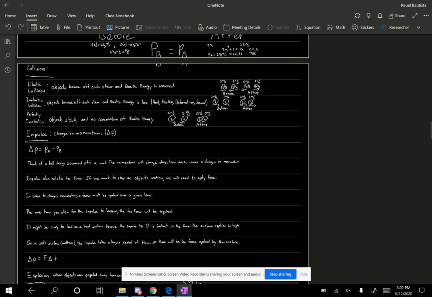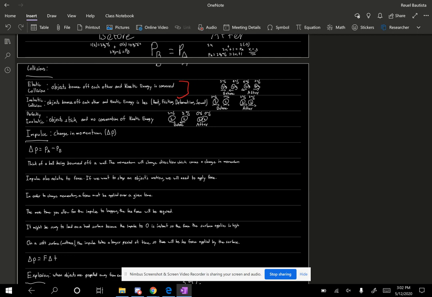So here we're talking about the different types of collisions. We have elastic collision, inelastic collision, and perfectly inelastic collision. Elastic collision is when the objects bounce off each other and kinetic energy is conserved. This is super important.